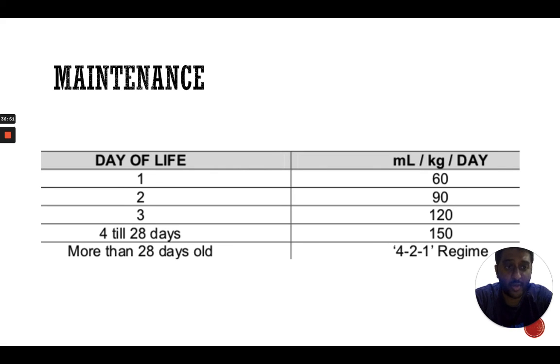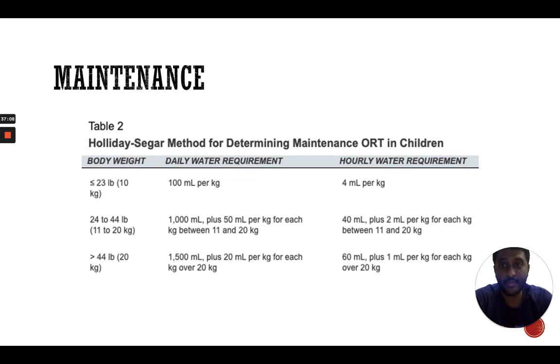If they are more than 28 days old, you can use a formula called 4 to 1, or 150/20. Both are the same. 4 to 1 is for per hour calculation, and 150/20 is per day calculation. This is called the Holliday-Segar method. Basically it tells you how much maintenance fluid they need.